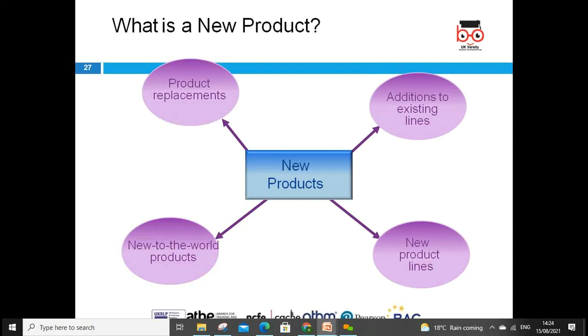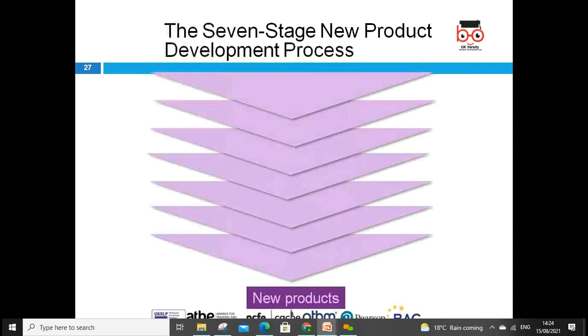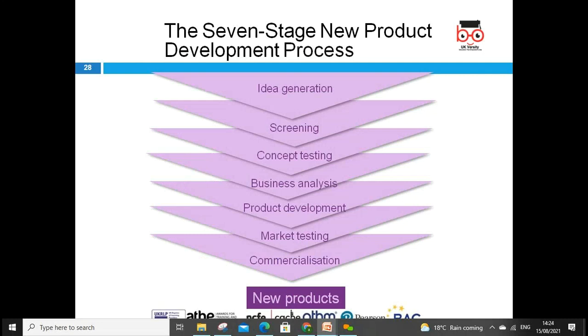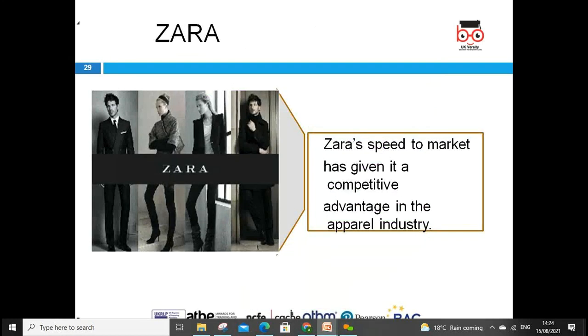Okay, new product, product replacement, additional existing line, new product line, and new to the world product. That can be when you make the decision of the new product or development: idea generation, screening, concept testing, business analysis, product development, market test, penetration, and then you launch the new brand.